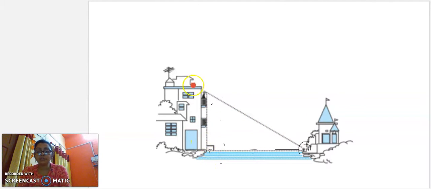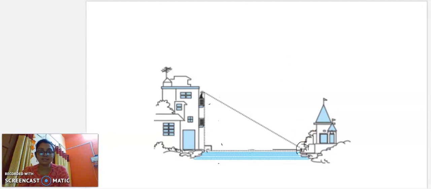Now if you know the height at which the girl is standing on the balcony, can you find out the width or the breadth of the river? What happened? Confused? Okay, let us see the next example.